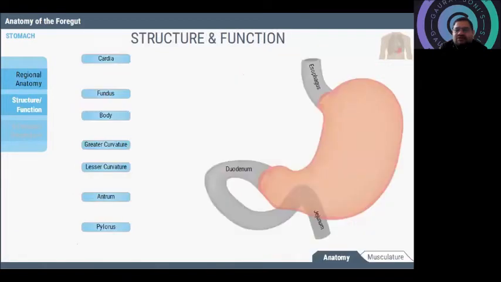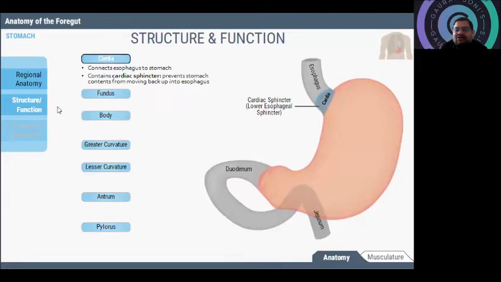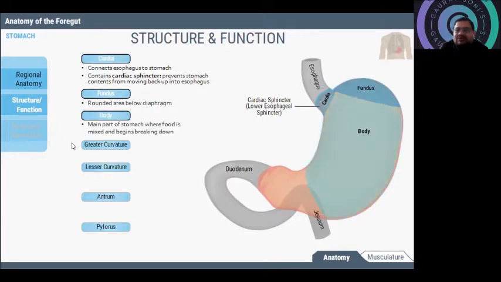On the structural basis, you see it is going to have different parts. First of all, the cardiac part or cardia connects the esophagus to the stomach, contains the cardiac sphincter, and prevents stomach content from moving back into the esophagus. Then there is the fundus, which is rounded, just below the diaphragm. Then there is a bigger part, the body, the main part of the stomach where food is mixed and begins breaking down. Then the greater curvature, the superior attachment point of the greater omentum.